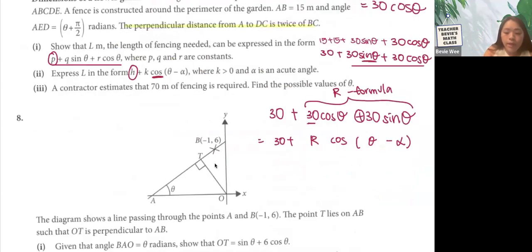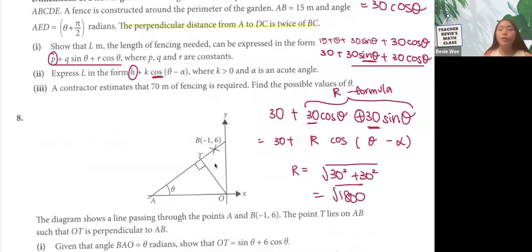Okay, so this is my A, this is my B, they are the same thing. All right, so R equals square root of 30 squared plus 30 squared, which is square root of 1800. Okay, if you are not sure what to round it off to, it is okay to leave it in exact like this. It is perfectly fine.